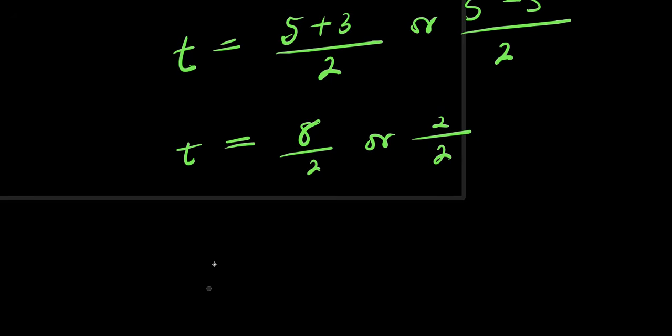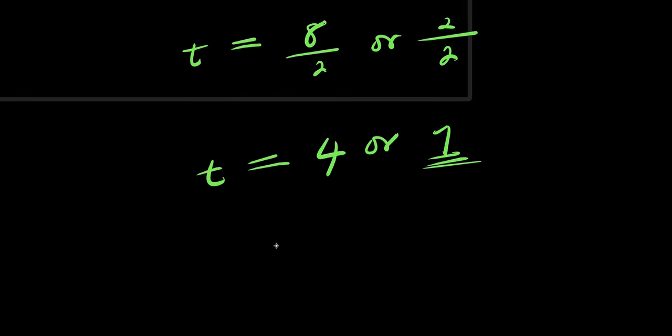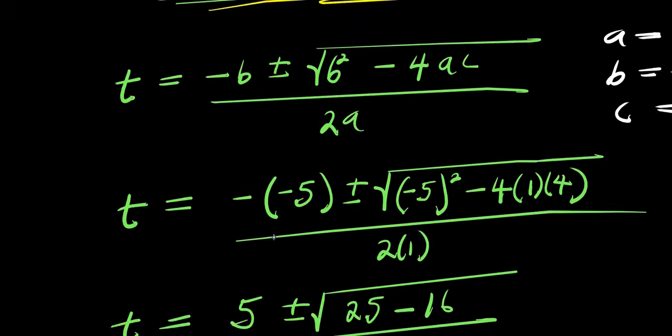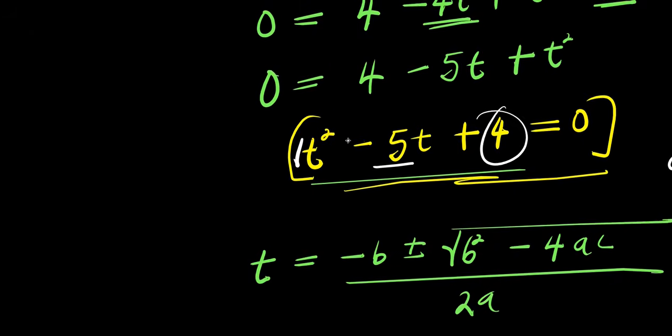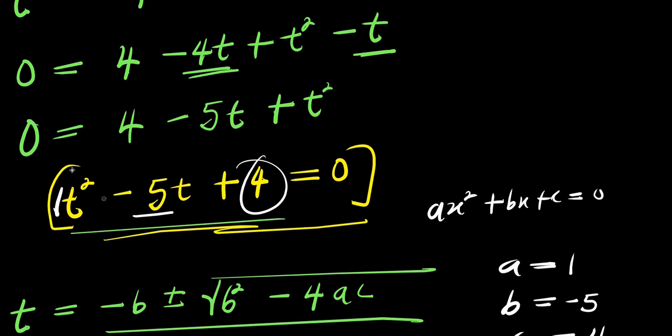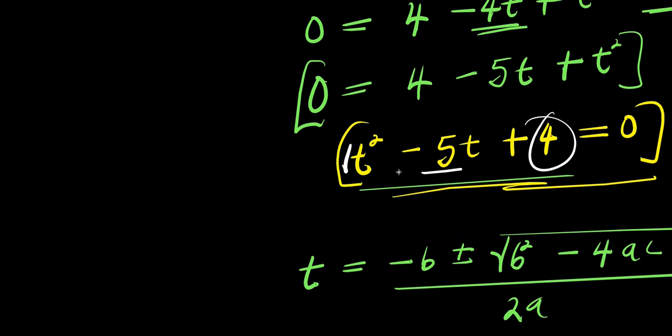So from here, you have t equals 8 divided by 2, is 4, or 2 divided by 2 is 1. So we have two values for t, which are 4 and 1. Now, the funny thing is that you can as well solve this quadratic equation using the factorization method. It's quite factorizable. So if you rearrange this, you have t squared minus 5t plus 4 equals 0.